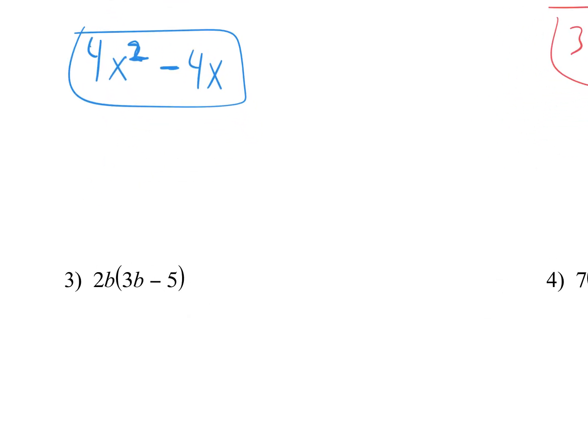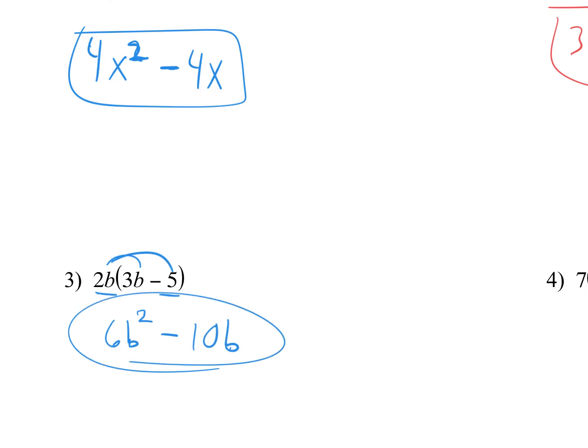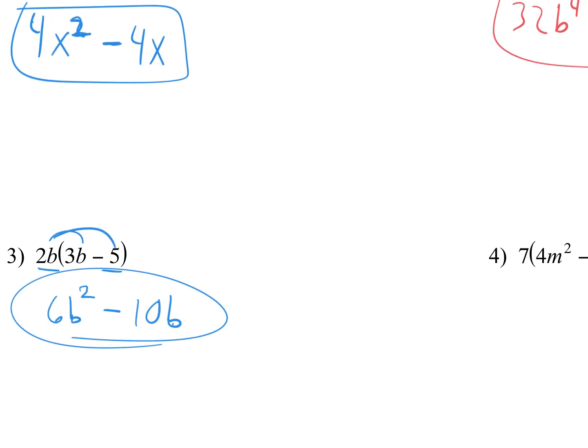All right, here, same exact thing. 2b times 3b. Help me out. What does that get you? 6b squared, right? There's 2 b's, and 2 times 3 is 6. Minus, what's the next one, guys? Minus 10b, just 10b. There's only one b. All right, easy? Shouldn't be too bad.